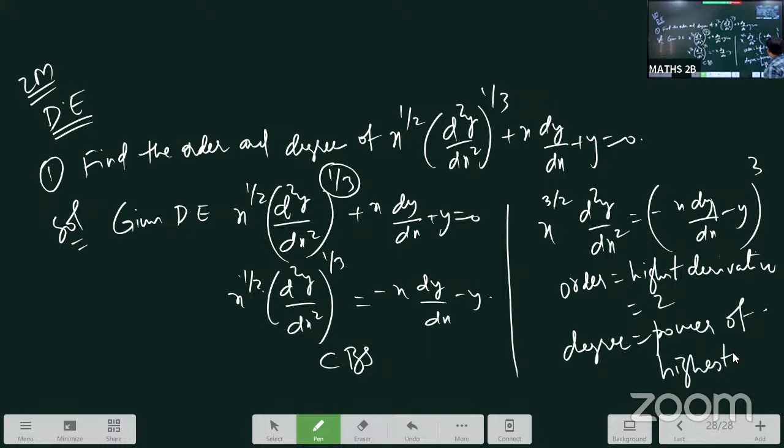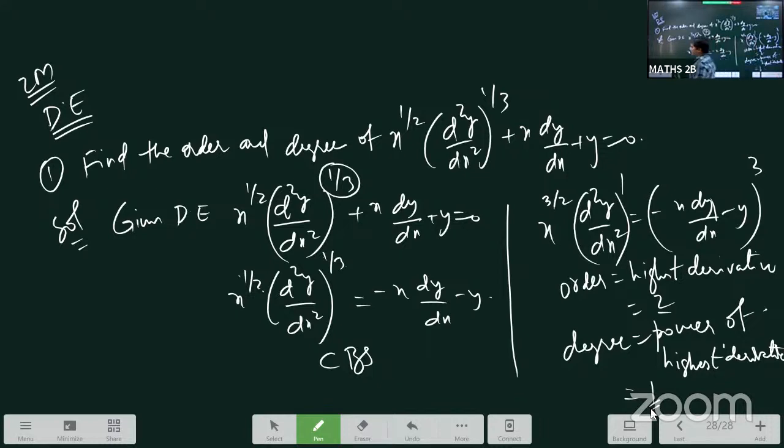No need to write this definition. For your understanding purpose, I am writing. The power of highest derivative. So degree will be what? The power of highest derivative. So degree is 1. So order is 2, degree is 1. You write order 2, degree 1, you will get 2 marks. Is it clear? That's all.